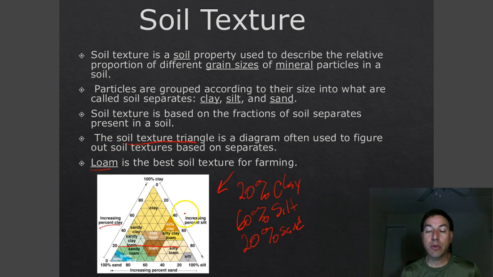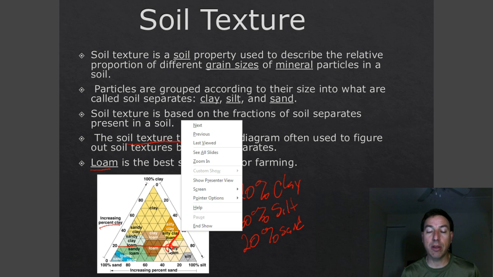And then the next thing we want to do is go over here to silt. Silt is read diagonally going from the upper right to lower left. So we go to our 60 right here, and this is our 60 line. We'll come down like this.